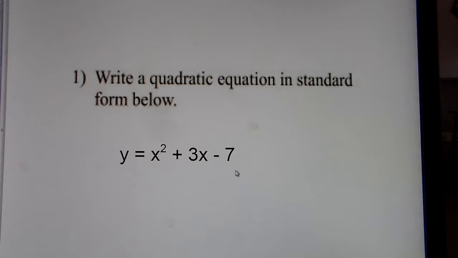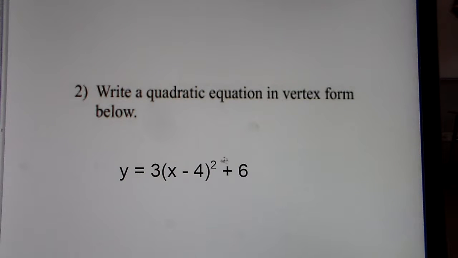On the test, you're going to have to make your own standard form equation. Meaning I'm looking for the x squared, x to the first power, and a constant at the end. So those three terms is what I'm looking for: a y equals and those three terms, or an f of x equals those three terms.